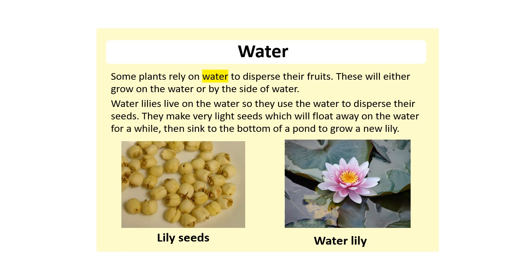Water lilies live on the water, so they use the water to disperse their seeds. They make very light seeds which will float away on the water for a while, then sink to the bottom of a pond to grow a new lily. So you could search water lily growing or lily seeds on YouTube.